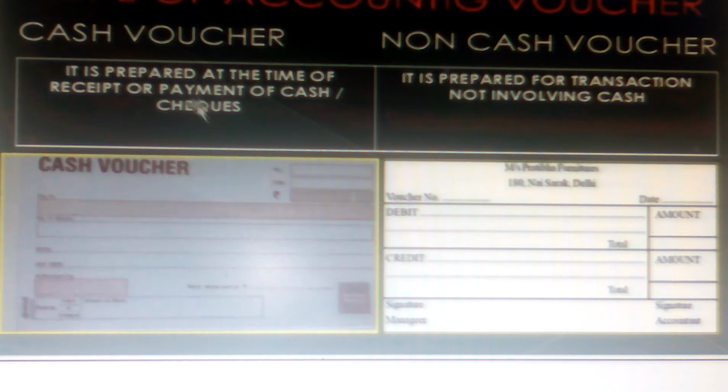When you set the cash voucher, as you know, it's prepared at the time of receipt or payment of cash or checks. That is called cash voucher. So what is non-cash voucher? It is prepared for transactions not involving cash. So naturally, whenever there is cash payment, it is called cash voucher. Not involving cash, it is called non-cash voucher.